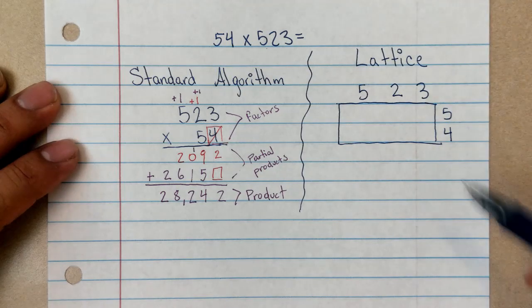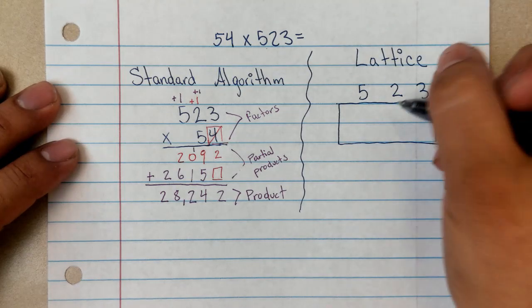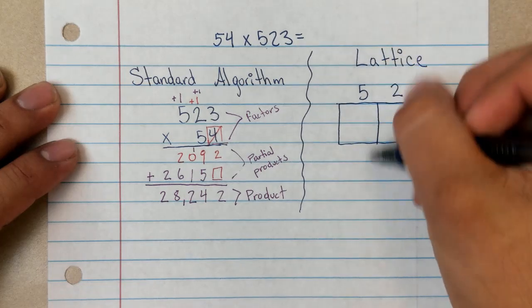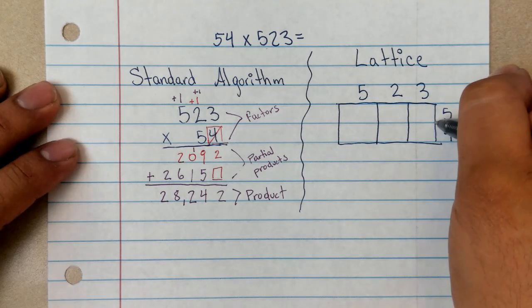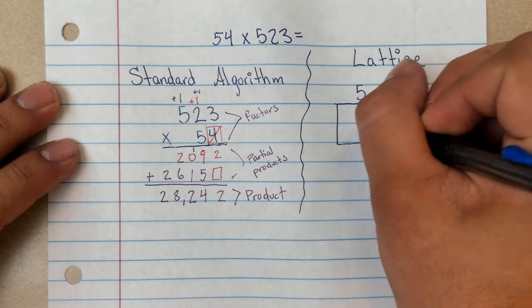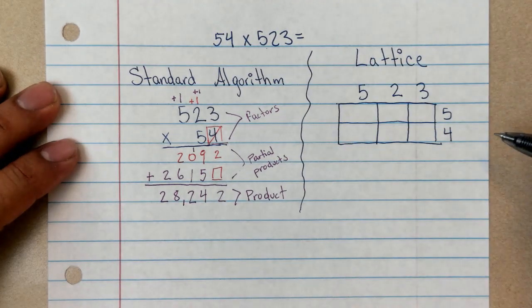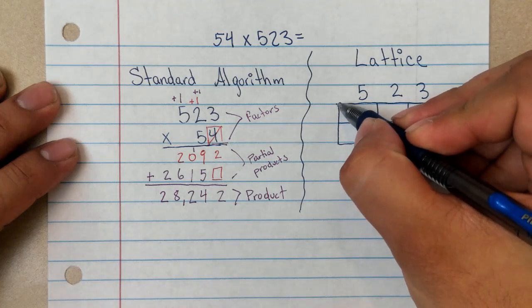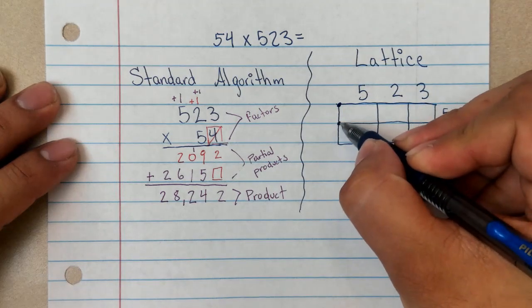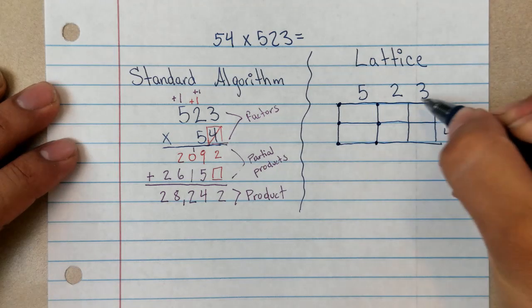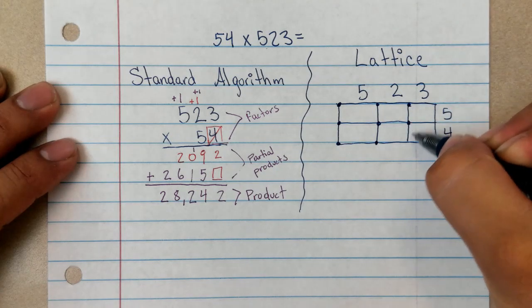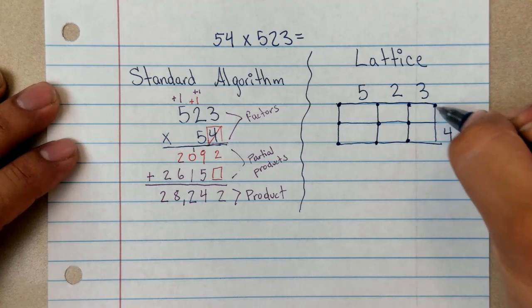From there, we want to give each of those digits its own space. So the 5 has its space, or its own lane. And then these ones also on the right side that are going horizontal have their own. To avoid mistakes, we will put a dot in each intersection where the lines meet. This will help with the diagonal lines that we're going to draw next.